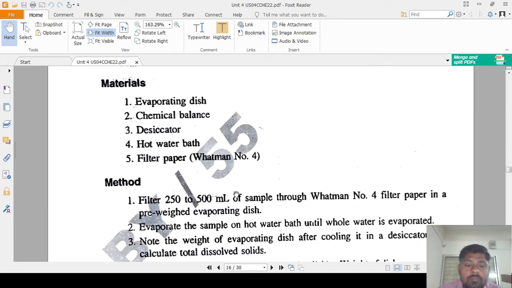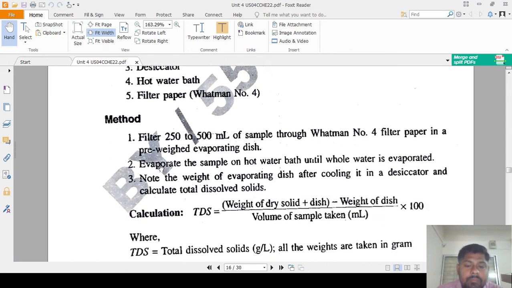Which are the materials used for the method? That is evaporating dish, chemical balance, desiccator, hot water bath and filter paper, that is Whatman filter paper number 4. That is the gravimetric method. Here 250 to 500 ml of water is filtered through the Whatman filter paper number 4 into a pre-weighed evaporating dish. Then evaporate the sample on a hot water bath until the whole water is evaporated, and note down the weight of the evaporating dish after cooling it in a desiccator and calculate the TDS value. So, it is a simple method.